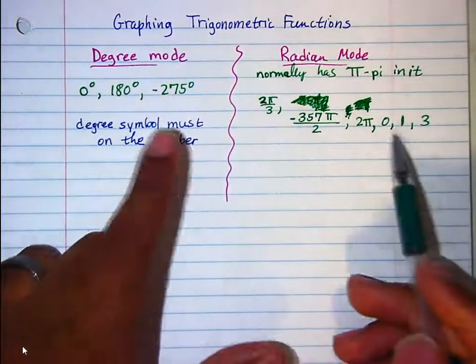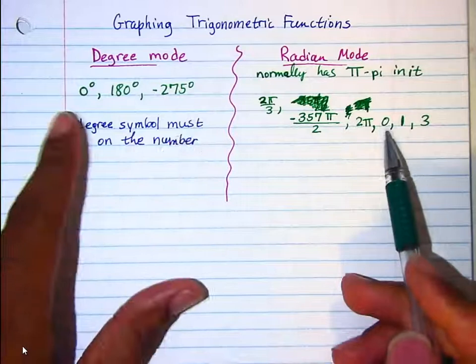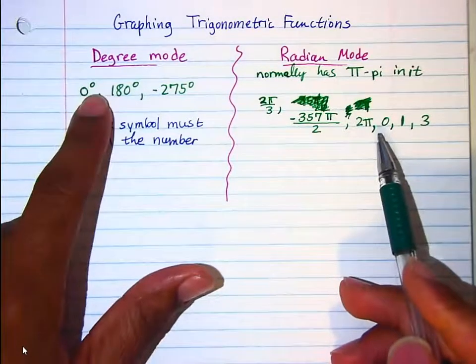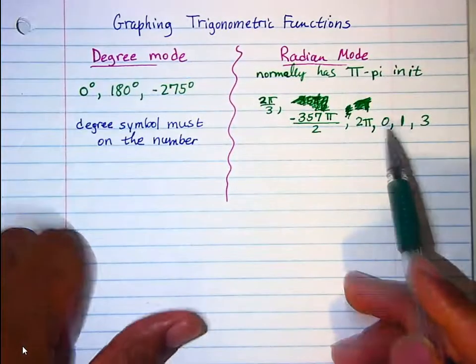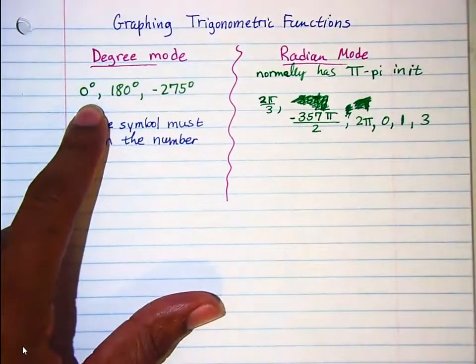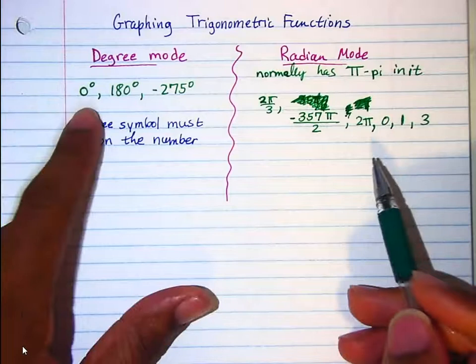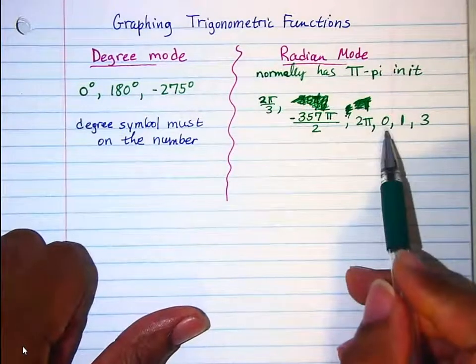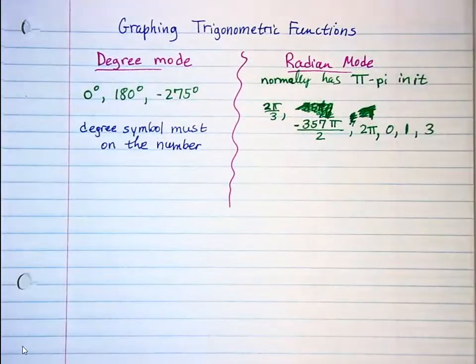Again, the difference between these and these, like that 0 and that 0, is that there's a degree symbol here and there's not one here. The degree symbol means 0 degrees. So when we put it in a calculator or Desmos, it'll be in degree mode. For this one, it doesn't have a degree symbol on it, so it is just radian. Okay, so that's what we're going to deal with. We're going to make sure we remember all that and go from there.